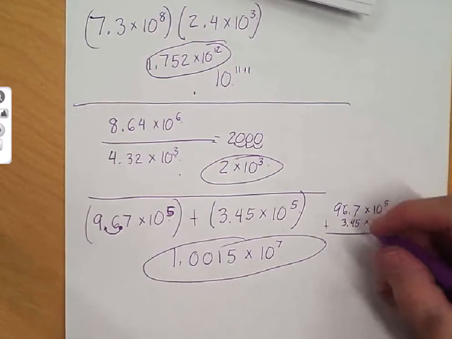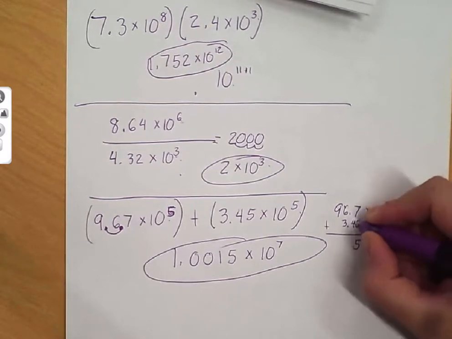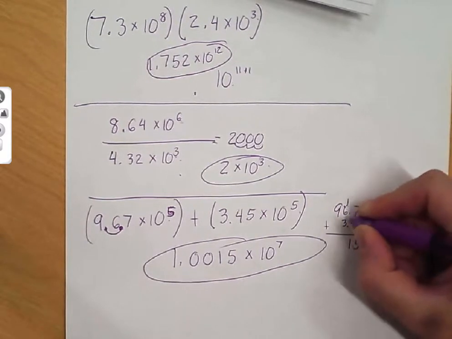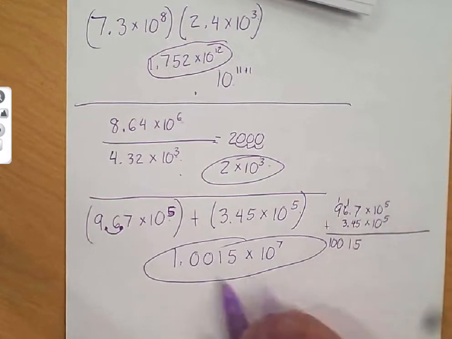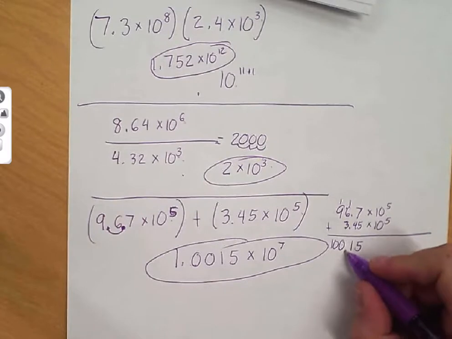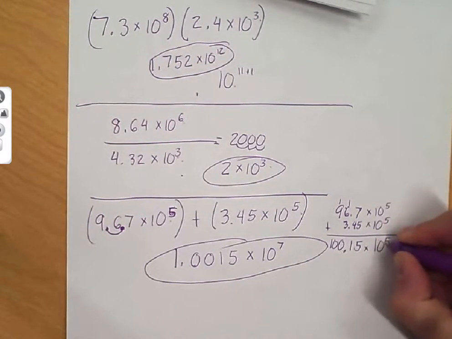96.7 plus 3.45, 5 comes down, 7 plus 4 is 11, 6, 7, 8, 9, 10, 10. Oh, that's where that 10015 came from. And then times, and the 10 to the 5th just came down.